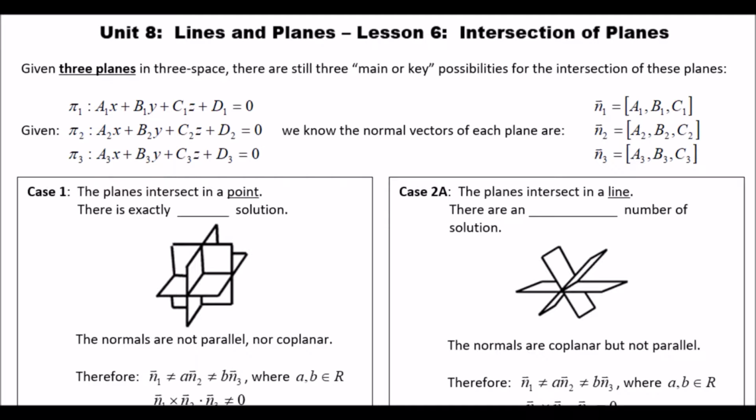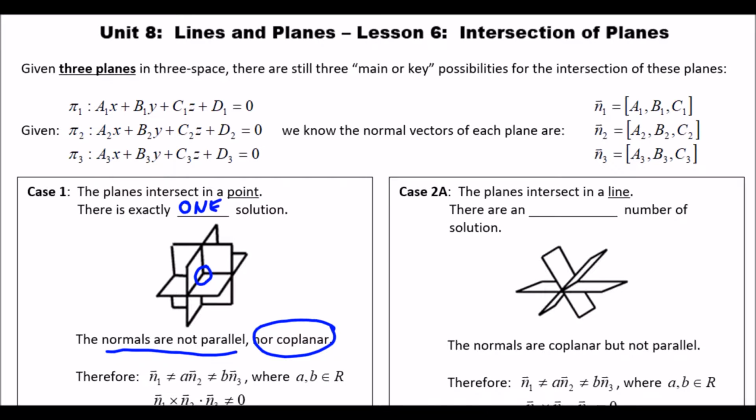The first one is when the planes, case 1, intersect at a point. And so here there is exactly one solution. They intersect right there. All right. The normals are not parallel. That's pretty obvious. Nor coplanar. Mr. Wills, what's coplanar? That means all the normals would lie on the same plane.